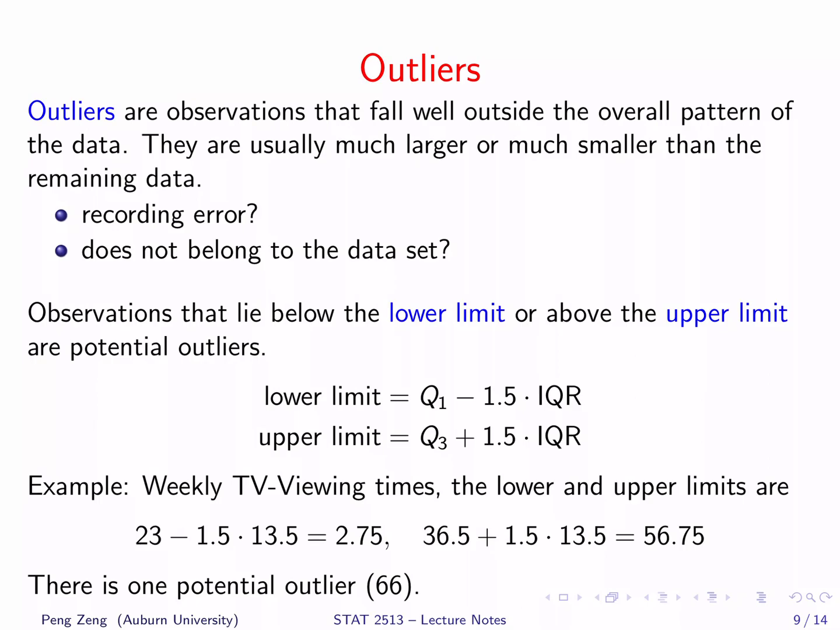Similarly, the third quartile is 36.5, and the interquartile range is 13.5. The upper limit is 36.5 plus 1.5 times 13.5 equals 56.75. There is one observation, 66, which is larger than 56.75. Therefore, there is only one potential outlier in this dataset.